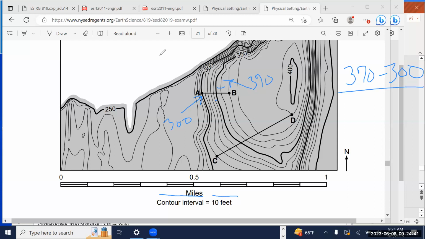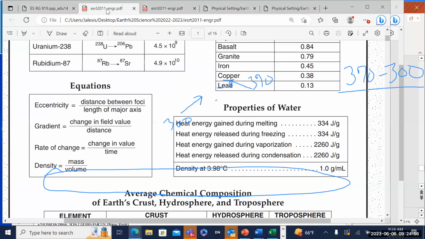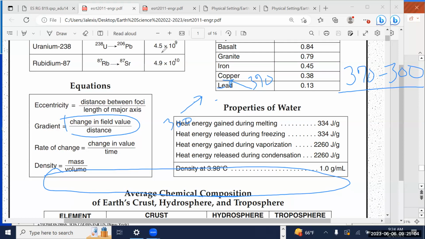Now I need to know the distance. I'm going to use my scale here to find out how far apart they are. Remember, the formula that we just stated is right here: change in field value over the distance for the gradient. We already have our change in field value, which is here, and we're looking for the distance. That's what we're looking for.